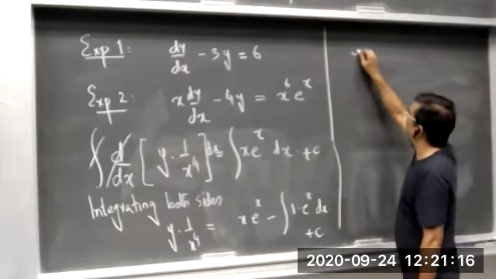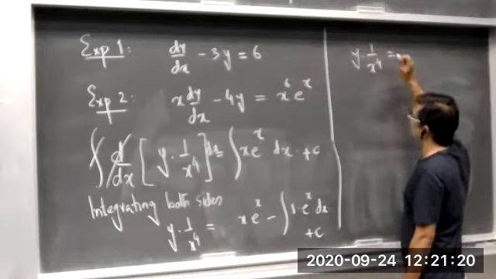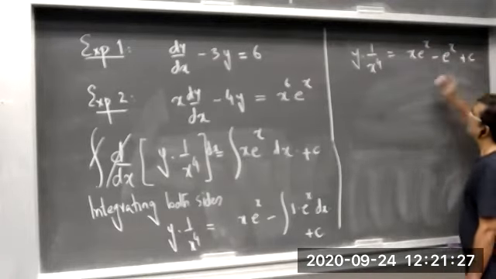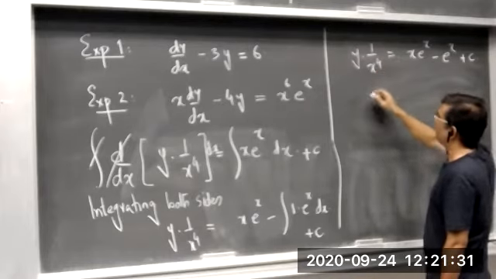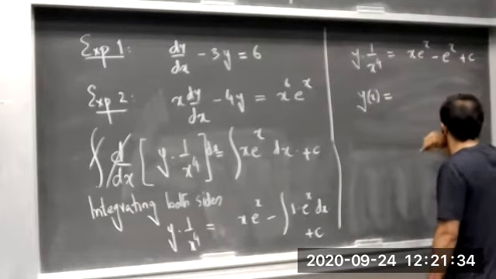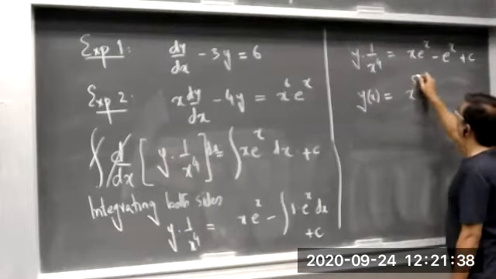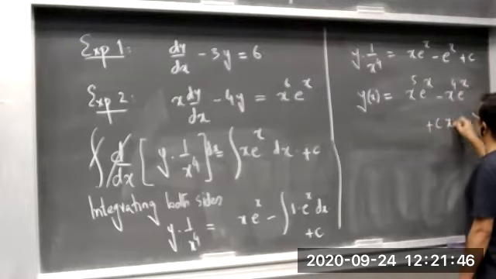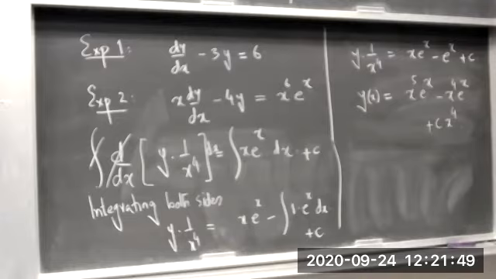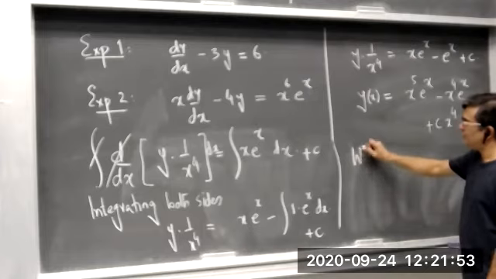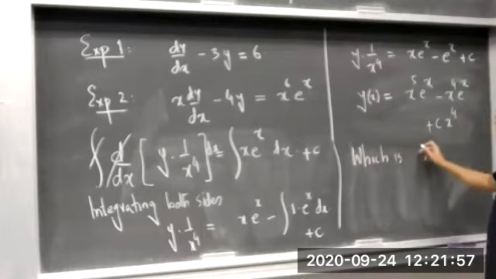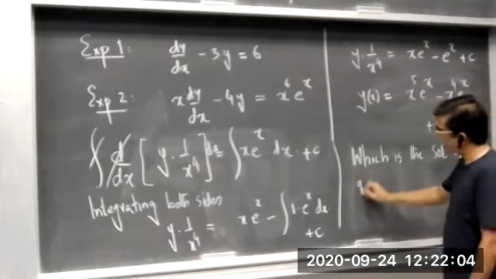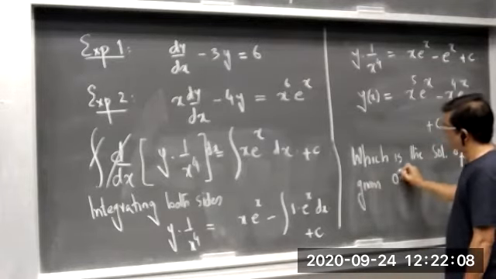Now, further simplifying it, y into 1 over x power 4 is equal to x e raised power x minus e raised power x plus c. Now, multiplying both sides by x power 4, y of x is what? Sorry. It is x raised power 5 e raised power x minus x raised power 4 e raised power x plus c times x power 4. So this is your solution, which is the required solution of the given ODE.